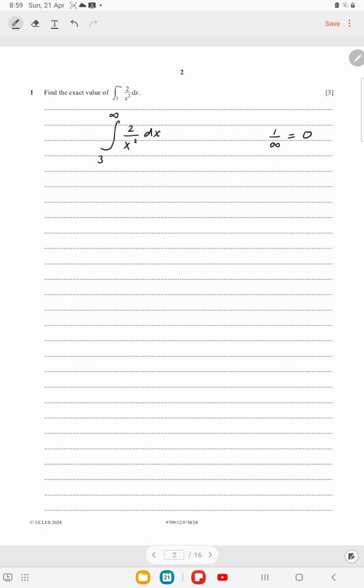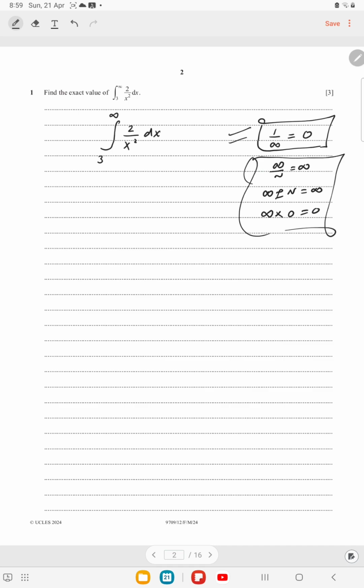But if you divide infinity by any number, then the result will be infinity. So this is the main property which you need to keep in mind. Infinity plus or minus any number will be infinity, but infinity multiplied by 0 will be 0. So these are a few important properties. The most important one here, which we are going to use for this question, is 1 over infinity is 0.